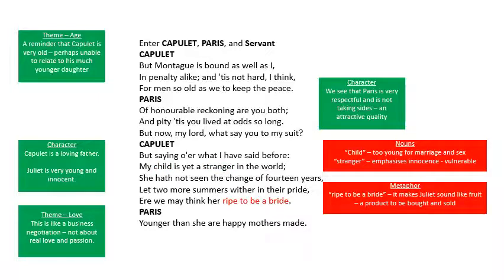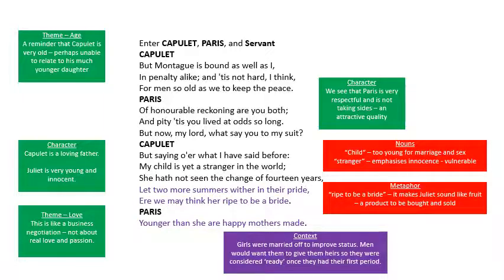Another very interesting choice here. This is the loving father Capulet referring to his daughter as not quite being ripe yet, but maybe she will be soon. Ripe makes it sound like fruit, like a product that's going to be bought or sold. Capulet's not saying, "No, I'm not going to arrange her marriage." He's just saying, well, maybe the product isn't ready yet.